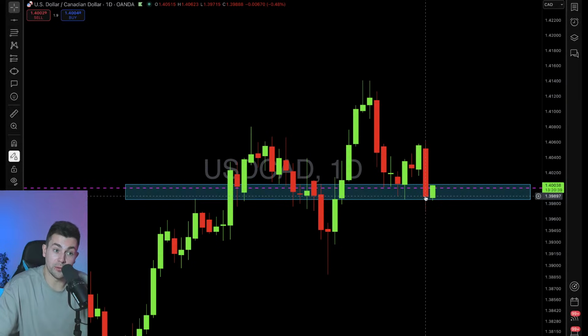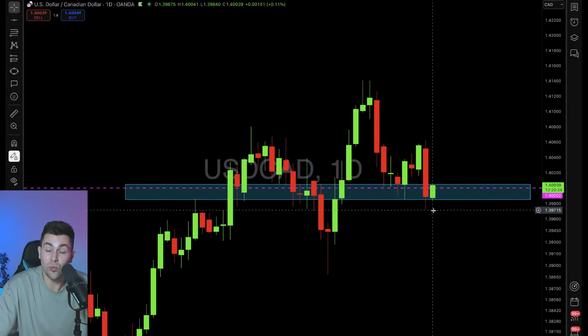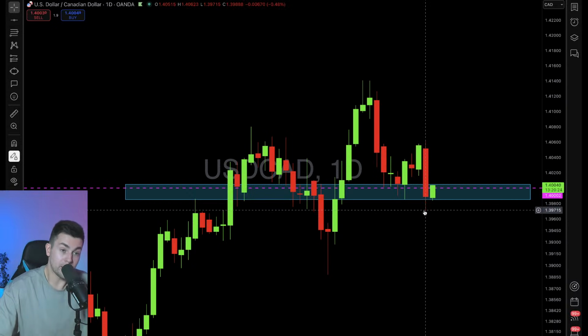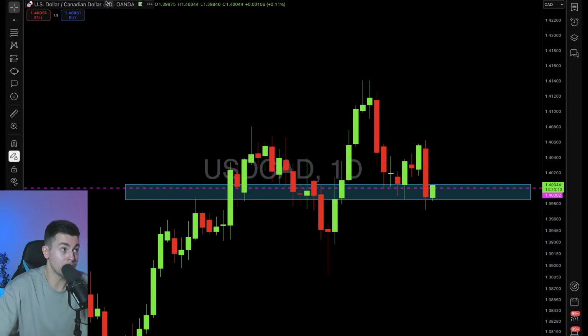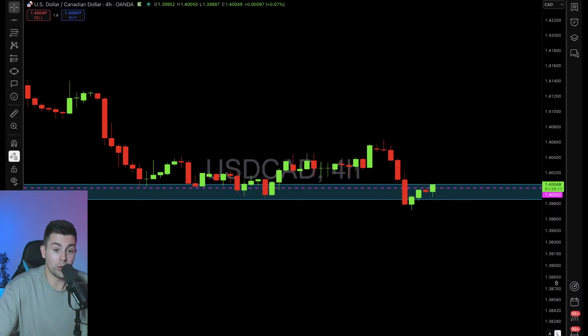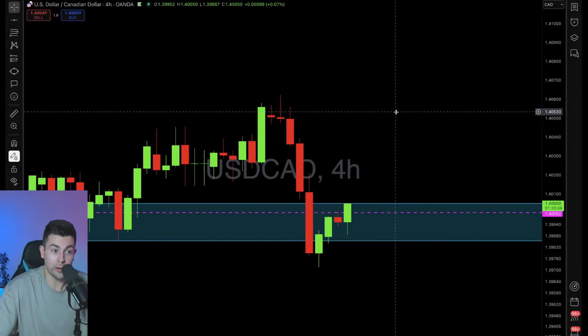Why is that important? Because the fact that the structure was respected suggests that this violation could easily be a trap. It could easily be market manipulation and a liquidity grab. So after I spotted this false violation, I started analyzing intraday timeframes, looking for a signal, looking for confirmation to buy. And let's examine what we got on lower timeframes.